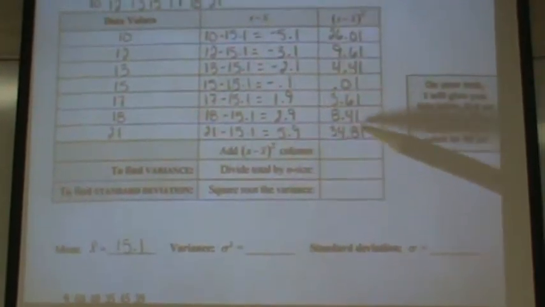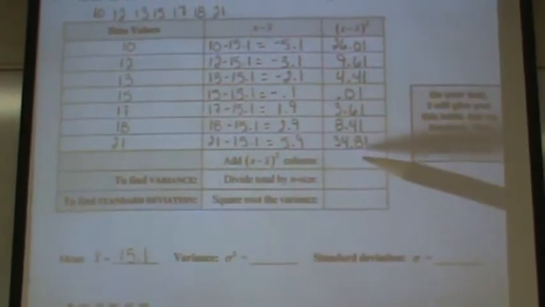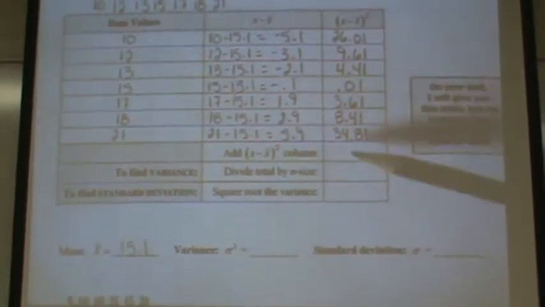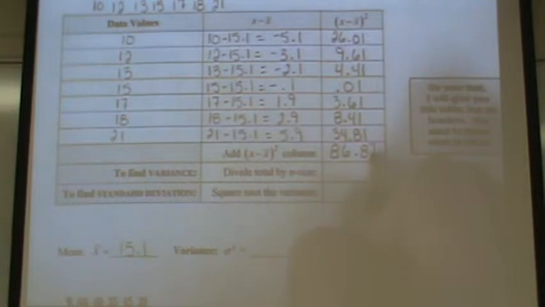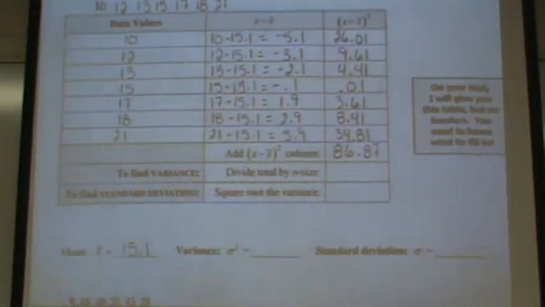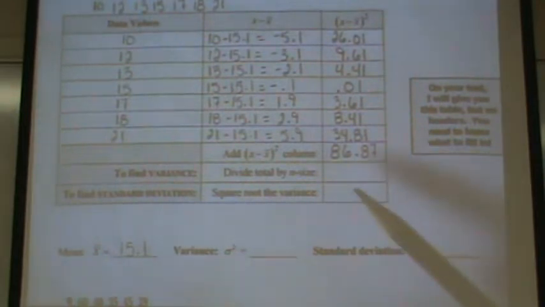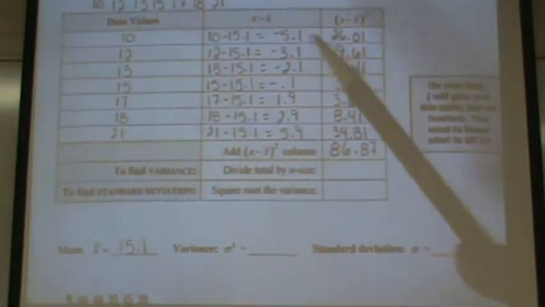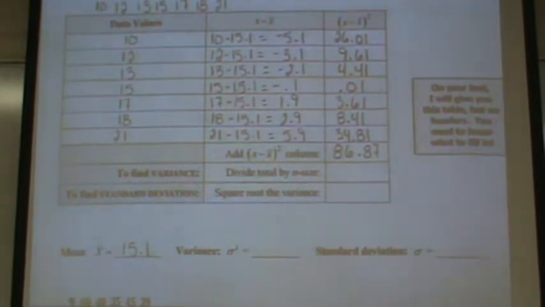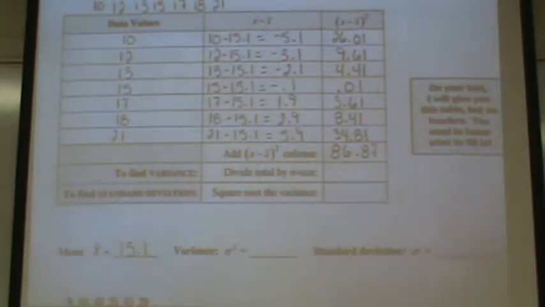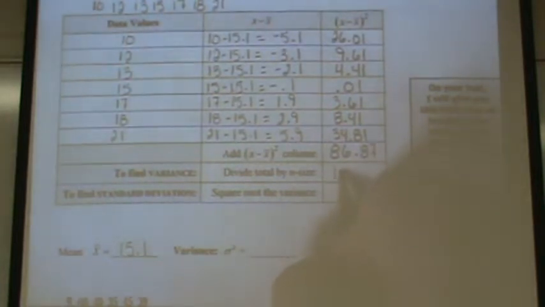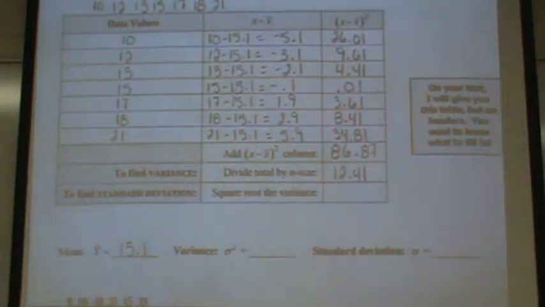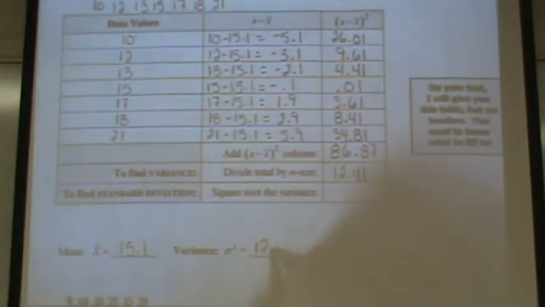Now, again, you're going to add all of these values up and put it right here. So when we add up all of our squared values, we get 86.87. To find our variance, we're going to divide by our n size, which was 7. We had 7 data points. So 86.87 divided by 7 is 12.41. So our variance for problem 7 is 12.41.